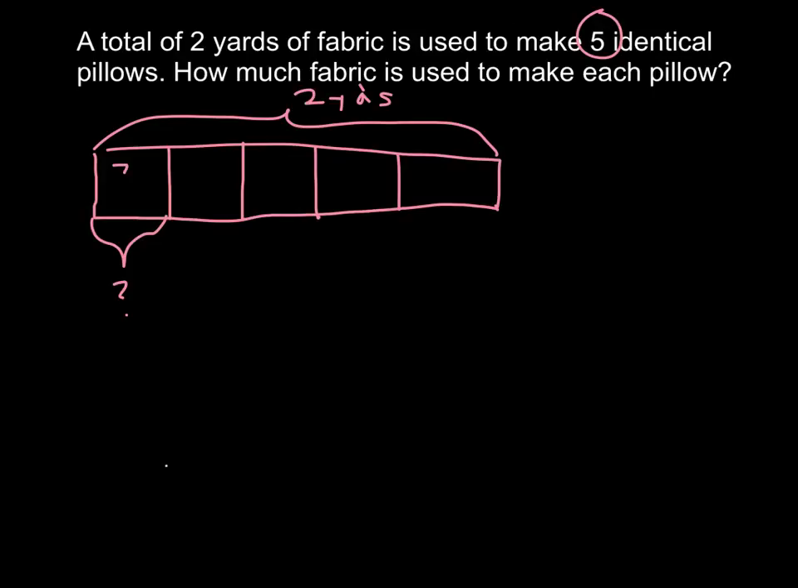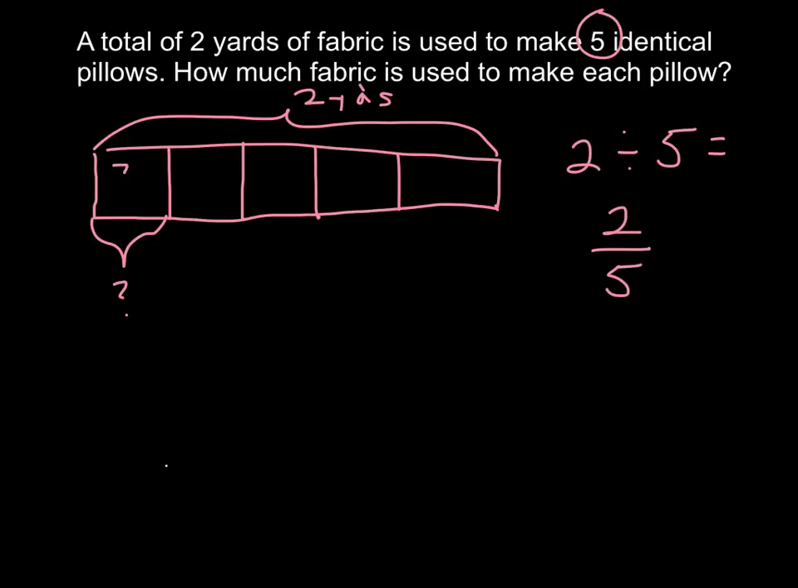Now, this looks similar to a subtraction problem where we know the whole and some of the parts, but it's different because we know the whole and we know how many parts and we know they're all the same size, but we don't know how much is in each part. And that means that it is division. So our division problem could be written as 2 divided by 5. And of course, another way to write that is as a fraction, 2/5.